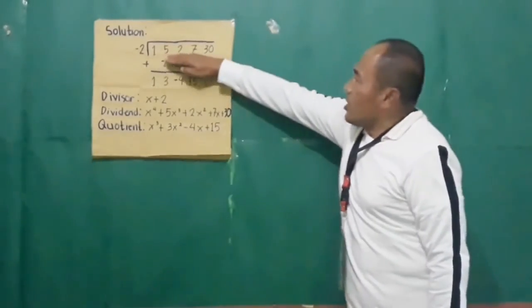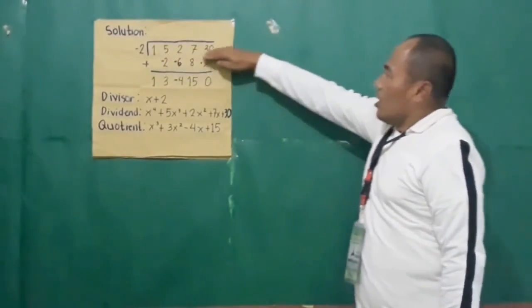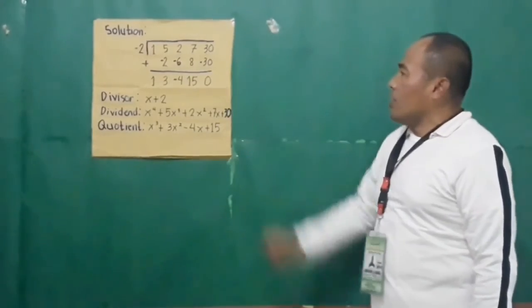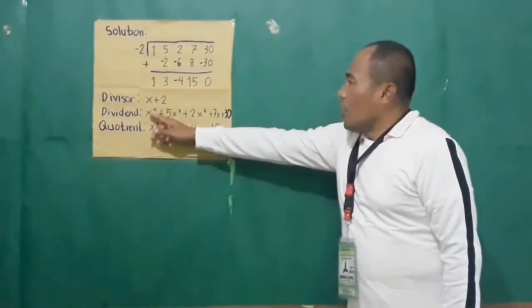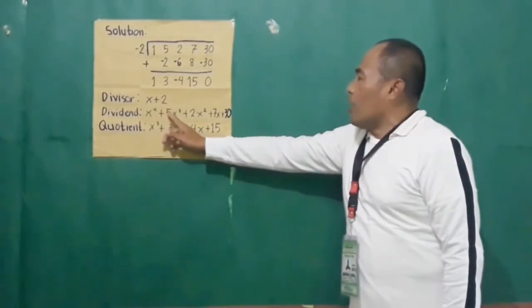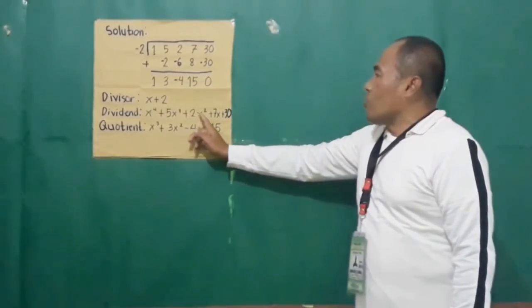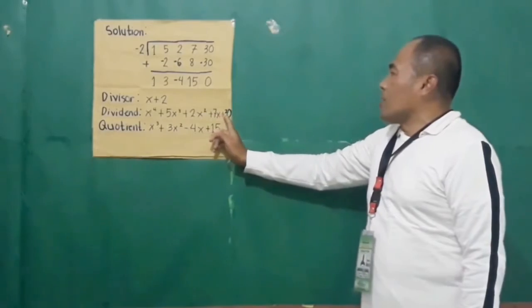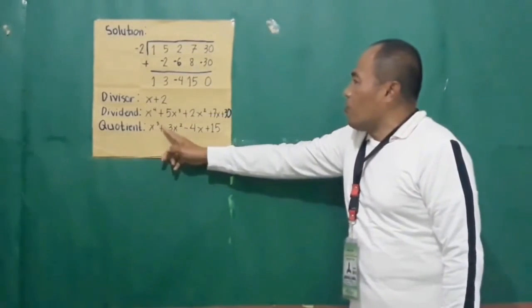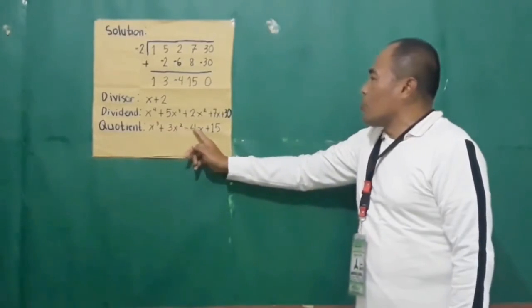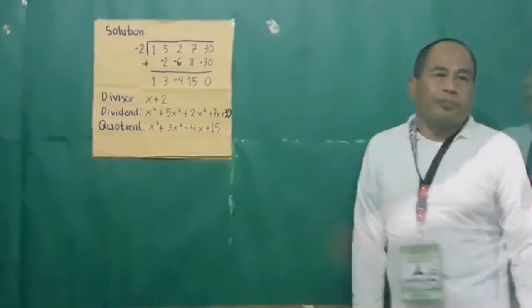Okay, here you can see the upper. If you write that in polynomial form, that is x to the 4 plus 5x cubed plus 2x squared plus 7x plus 30, and the quotient is x cubed plus 3x squared minus 4x plus 15. So another question.